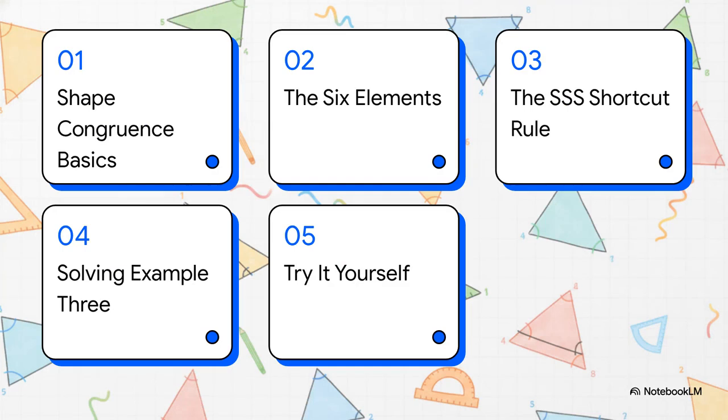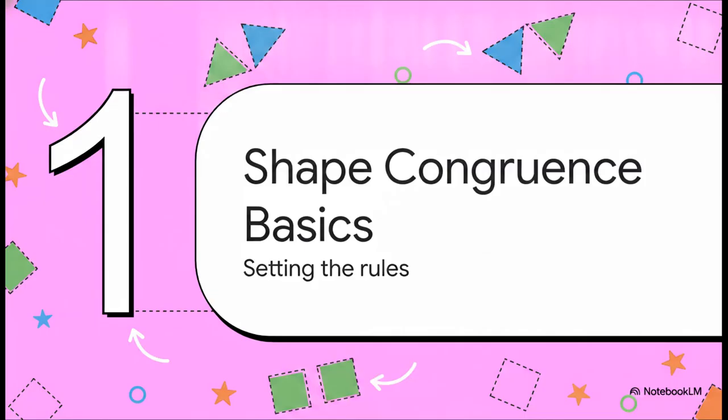Here's our game plan for today. We'll start with the basics of shape congruence, then move on to triangles and their 6 elements. After that, the main event, the SSS shortcut rule. Then we'll put it into practice solving example 3, and finally, wrap up with a try-it-yourself challenge. Let's get moving. Part 1, Basics of Shape Congruence.